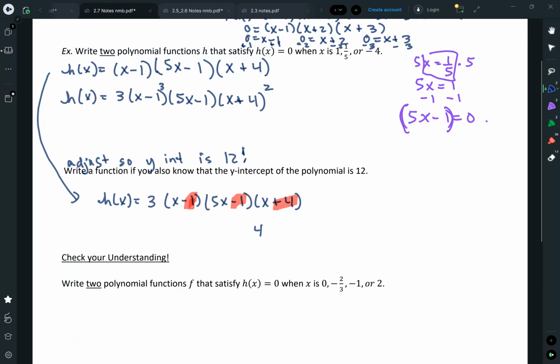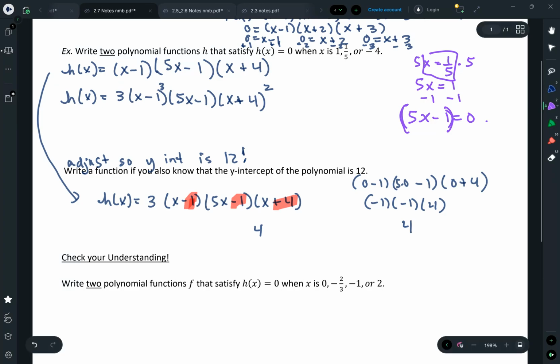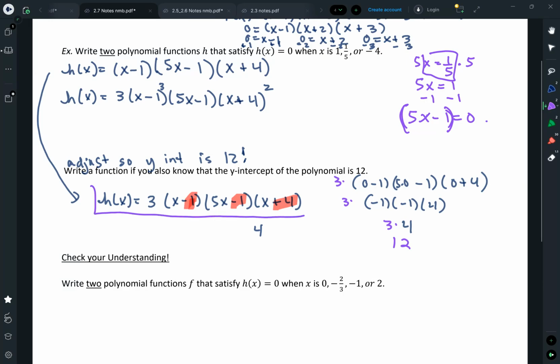We could also get that by looking at 0, right? You could have 0 minus 1 times 0 minus 1 again times 0 plus 4. I guess really it's 5 times 0. That's -1 times -1 times 4. It's currently 4. If I want it to be 12, I need to multiply by 3. That's where that 3 is coming from. Now it's 12. So I'm just saying, rather than put in all those zeros, it is possible to just look at the constant parts of all those binomials. So because it's a 4, I need to multiply by 3. Now I've got an answer that works.